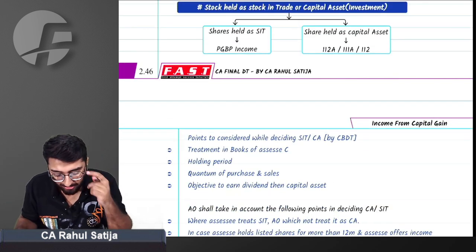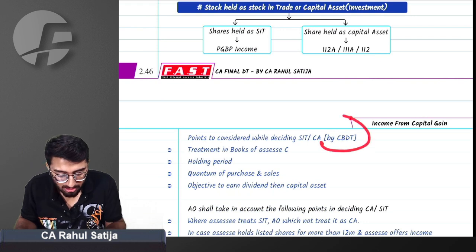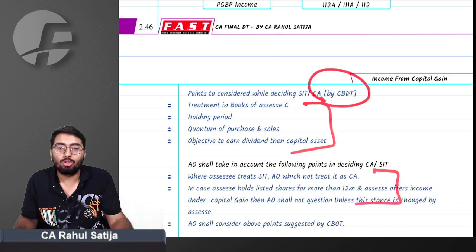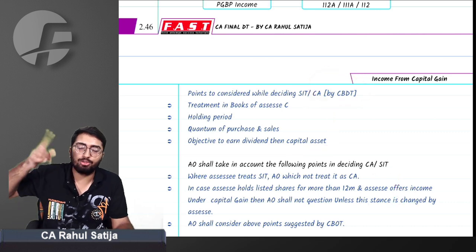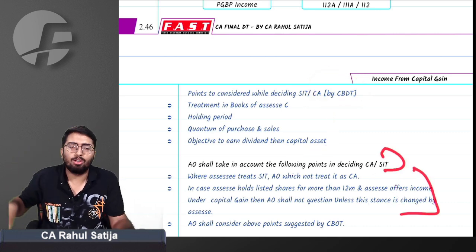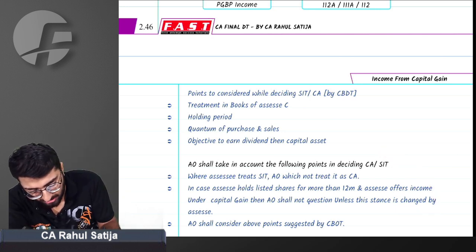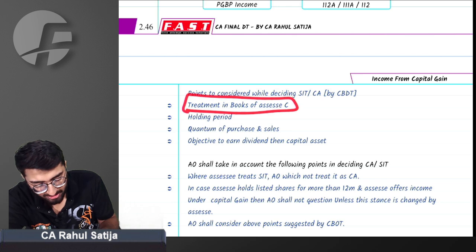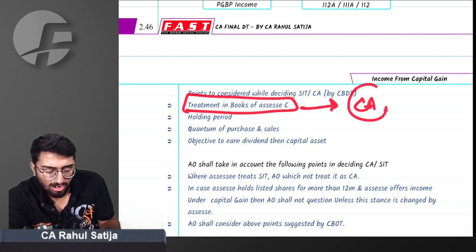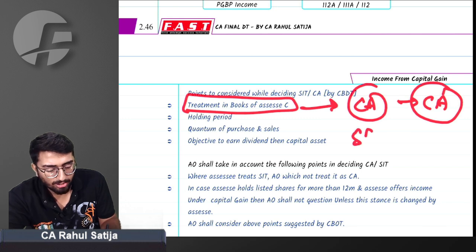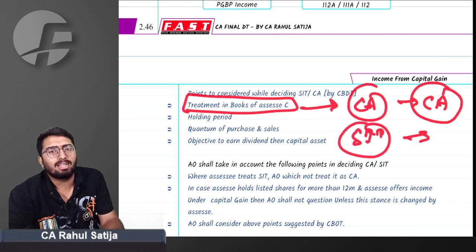How will you classify? For classification, we have rules given by CBDT. We have guidelines given by CBDT to the assessing officer, and you have to consider these things. First, treatment in the books of the assessee. If the assessee treats such assets as capital asset, you have to treat it as capital asset; AO will treat it as capital asset. If the assessee treats it as stock in trade, AO will not argue; AO will treat it as stock in trade.